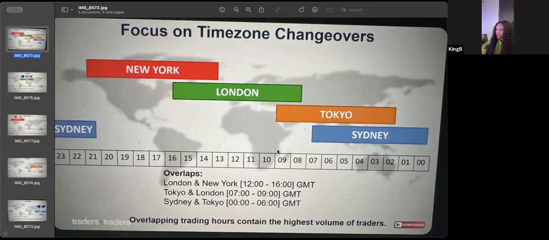So Tokyo and London sessions overlap into each other. But let's talk about the London session now. The London session, like I already highlighted, is your 7 a.m. into 9 p.m. Now you also have the Tokyo and Sydney session, which is from your midnight.